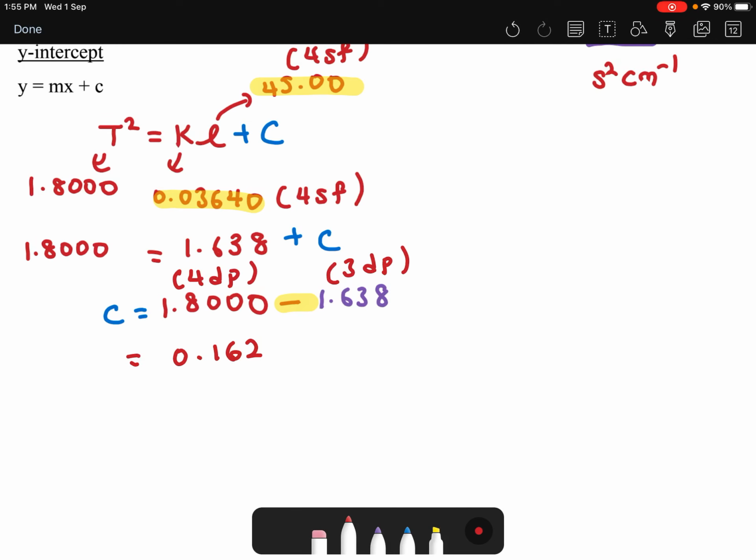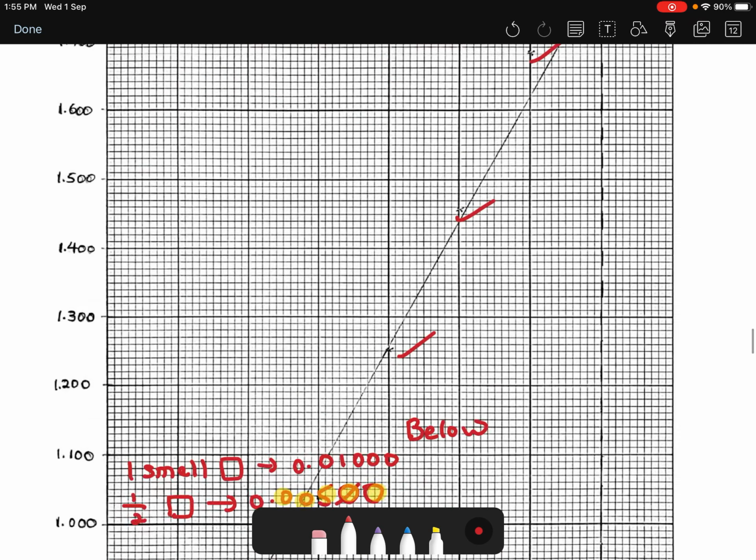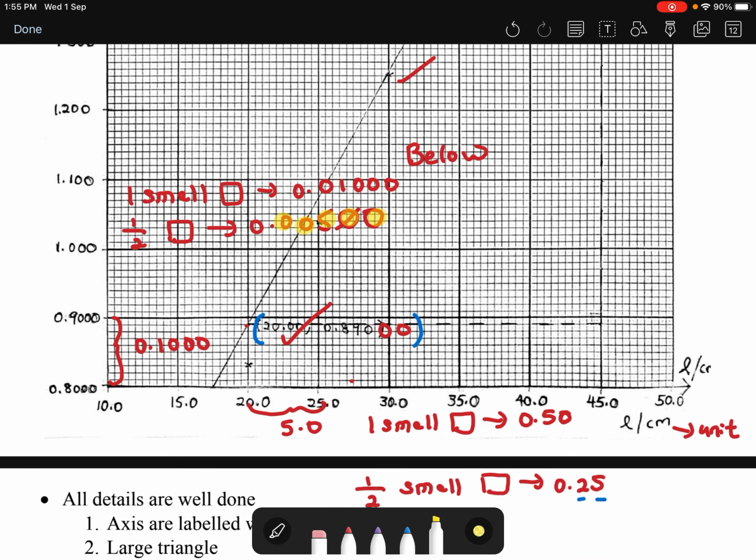So this is when your axis doesn't start from 0. If I go back to this graph, you can see my starting points are not 0. It's actually 0.8 and 10.0. So that's why I cannot read directly from the graph. If you start both your axes at 0, you can read directly. If you check out your 2019 O-level practical, there's one experiment where we start both axes at the 0 point origin, so we can read the graph directly. So in order to read your graph directly, both axes must start from 0.